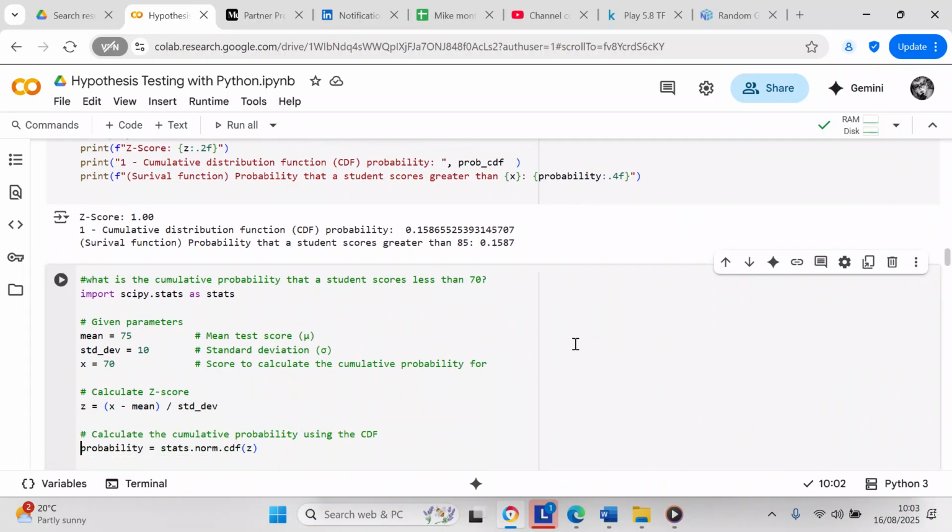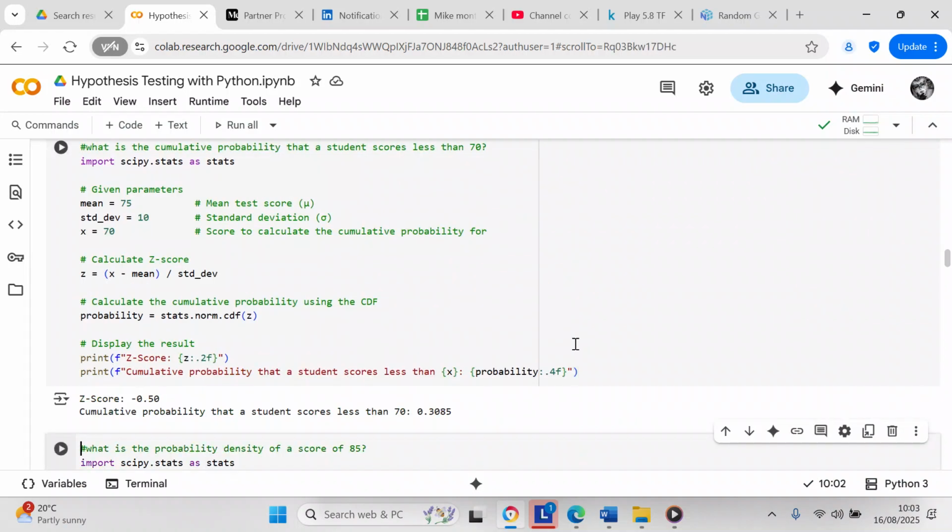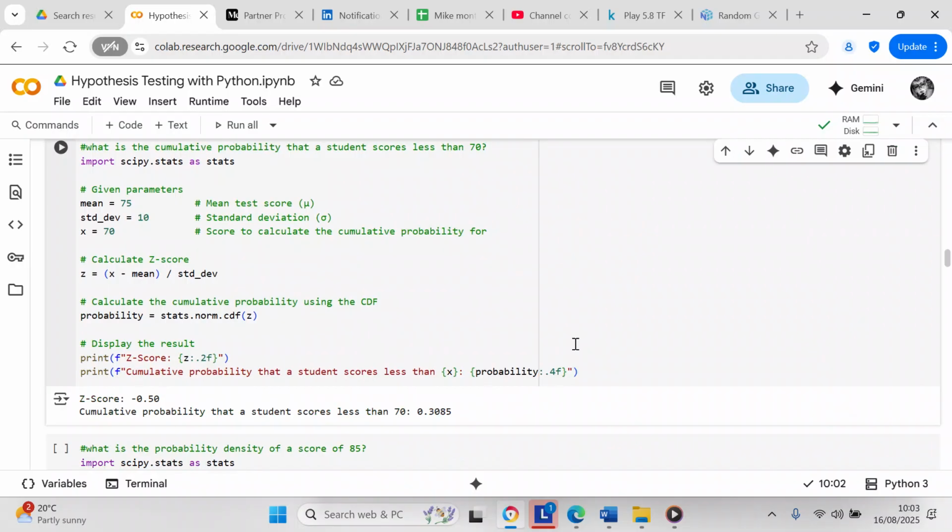Now we have a question: what is the cumulative probability that a student scores less than 70? We're going to import scipy.stats as stats. That is your scientific library and the statistical module within it that we're going to call stats. Your mean is 75, your standard deviation is 10, and x is 70. Your z-score is x minus mean, so 70 minus 75 is negative 5, divided by 10. So it's negative 1/2, or negative 0.5.